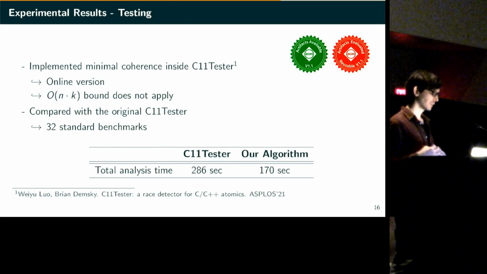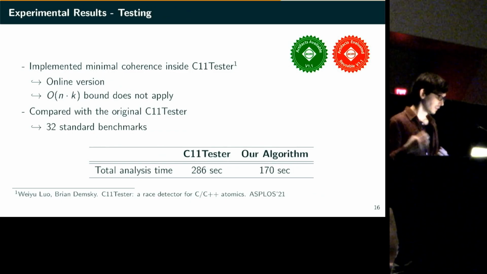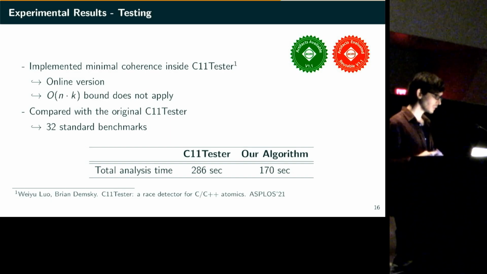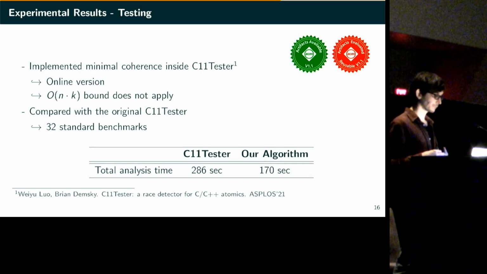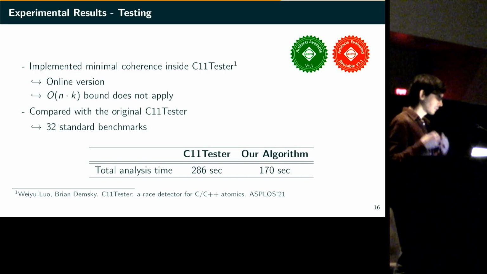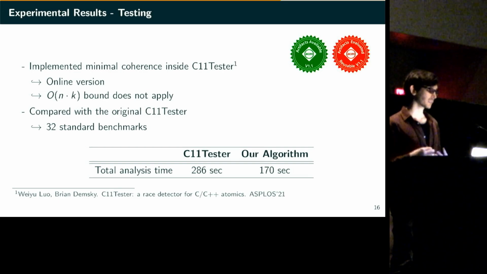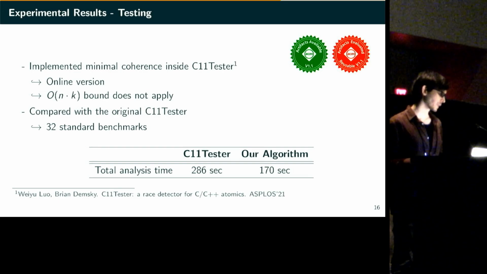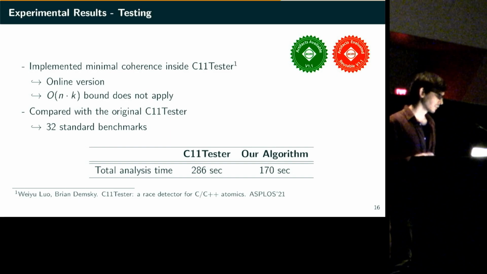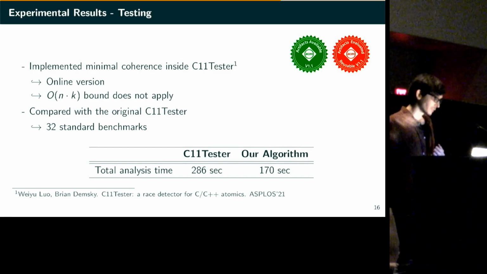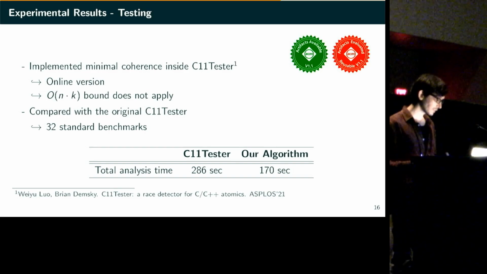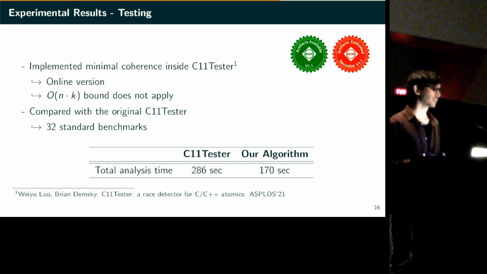And in the case of testing, we implemented minimal coherence inside a testing tool called C11 tester. And one difference here is that this setting corresponds to the online version of the problem, where the set of events on which the consistency problem is solved is being extended continuously. And we implemented an algorithm based on minimum coherence that is suitable for the setting, but this algorithm does not guarantee the O of n times k bound. And we compared with the original C11 tester, where we measured the total analysis time. And the summary of the results are again shown in this table. You can see that in this setting as well, our new algorithm was able to provide significant improvements.